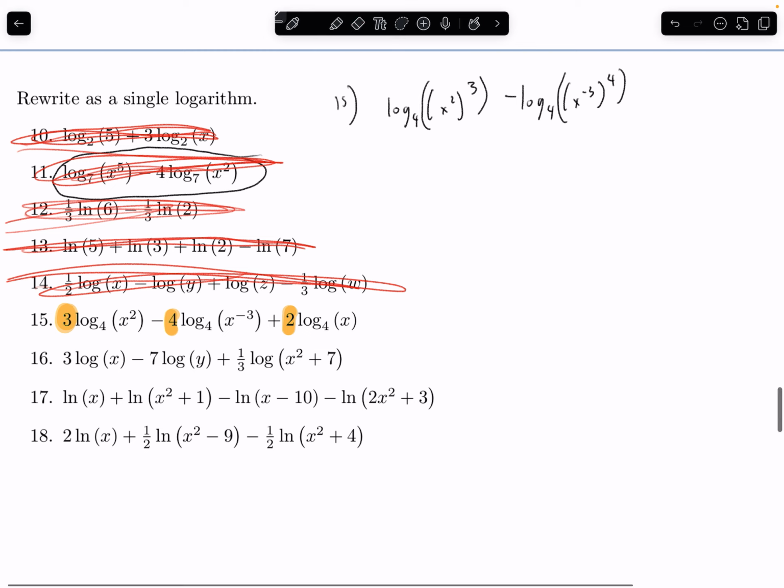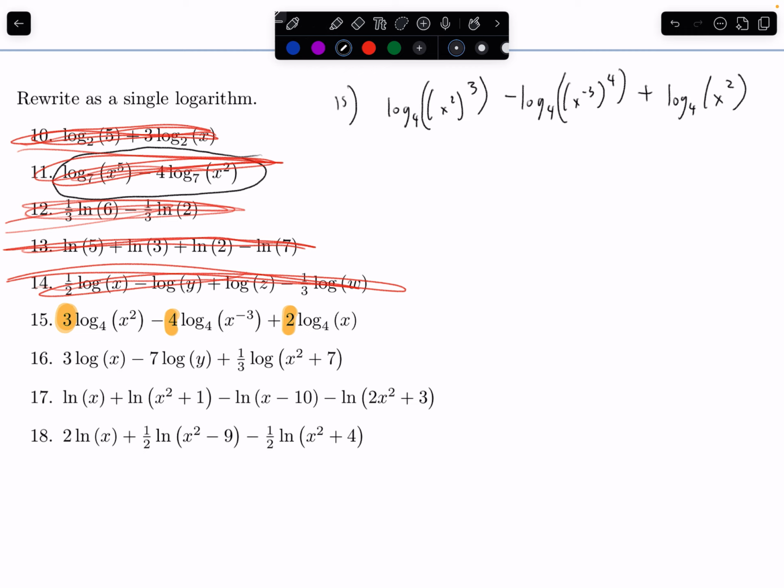Plus log base 4 of x to the second power. Just took care of those exponents. Now let's actually perform those exponents. That's equal to log base 4 of x to the sixth, minus log base 4 of x to the negative 7, plus log base 4 of x squared.